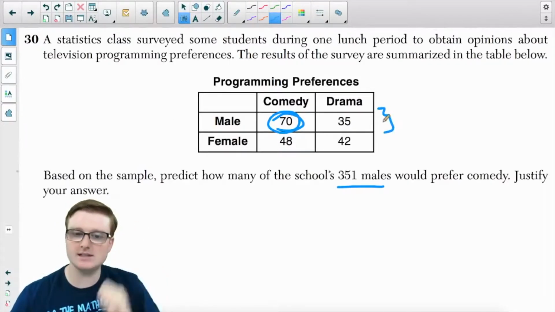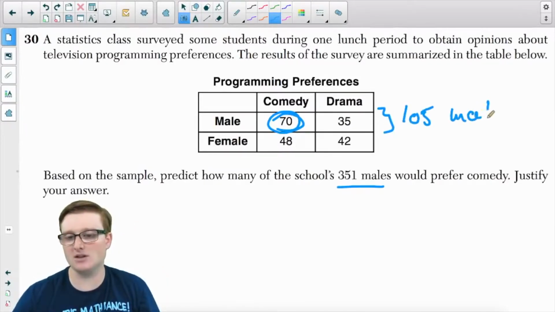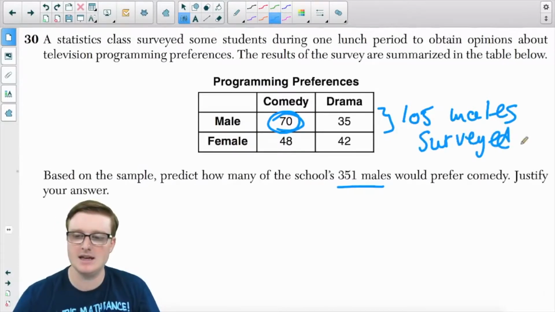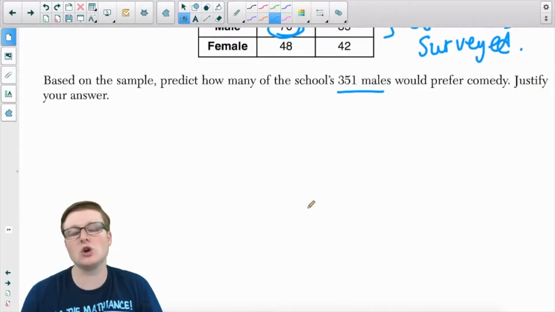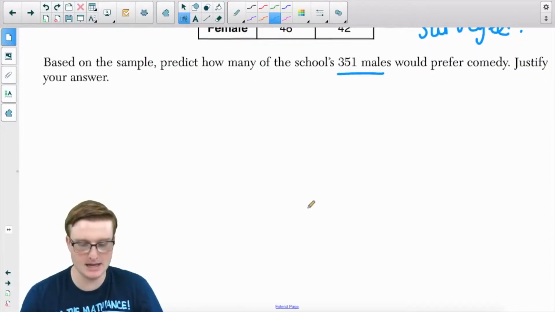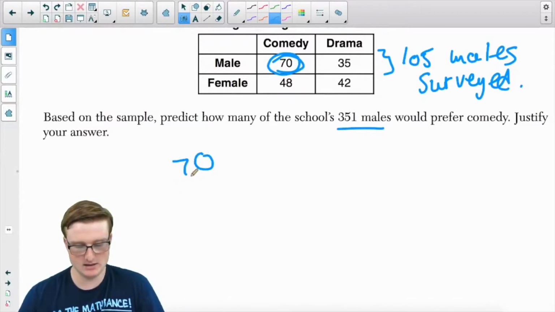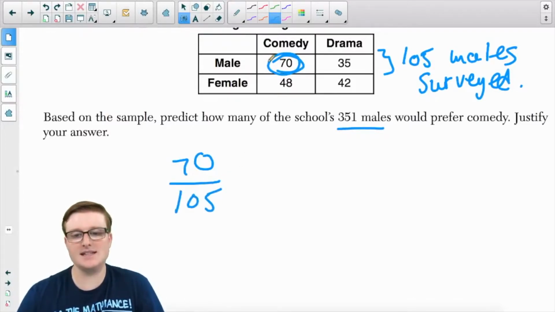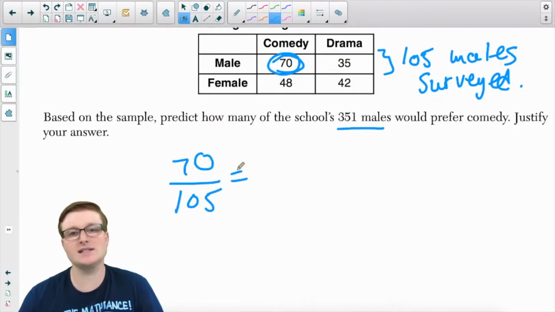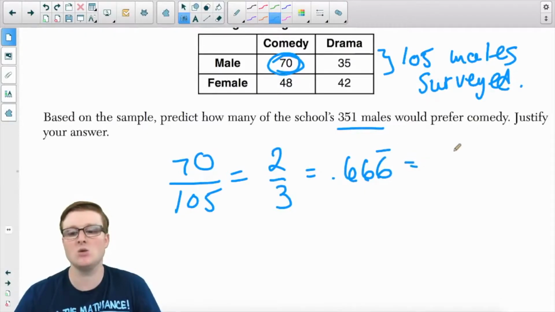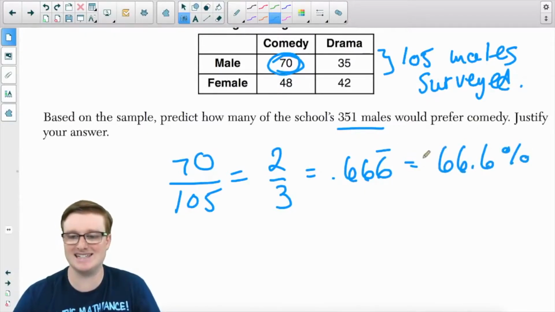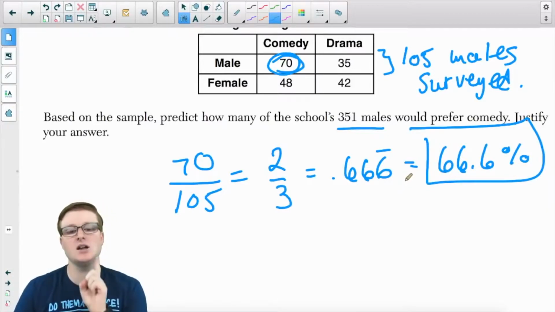Now, of this sample, there were 105 males surveyed. Okay? It says, based on the sample, predict how many of the school's 351 males would prefer comedy. So you could do one of the following things. You could take 70 over 105, because that's 70 out of the 105 males that were surveyed, and you get a simplified fraction of 2/3, which is equal to 0.666 repeating, which is the same thing as saying 66.6%. So 66.6% of the males of the school do like comedy.